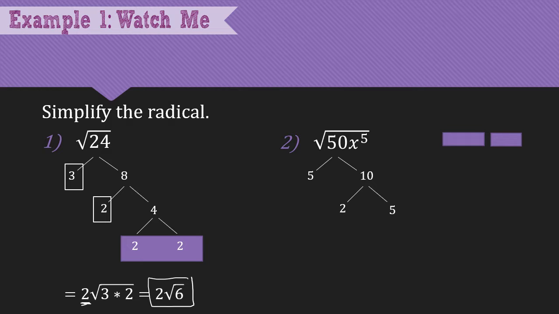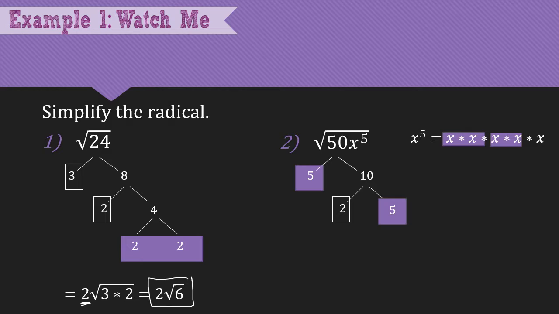Once I've identified those, I look to see if I can break down any of those numbers any further. But 2 and 5 are both prime numbers, so we've finished factoring 50. Now I want to find my pairs of factors that are the same. That group of 5's there, they have a buddy, so that pair is going to be able to come out, and then I have a 2 left over.